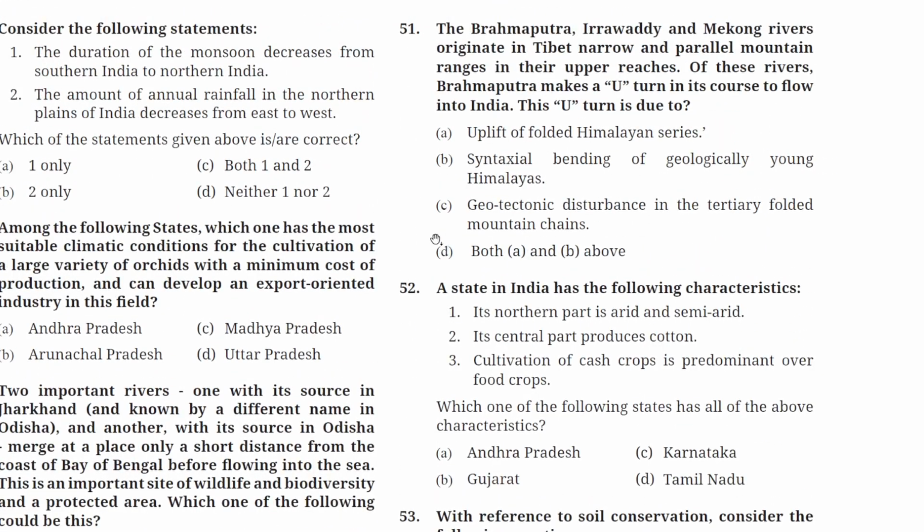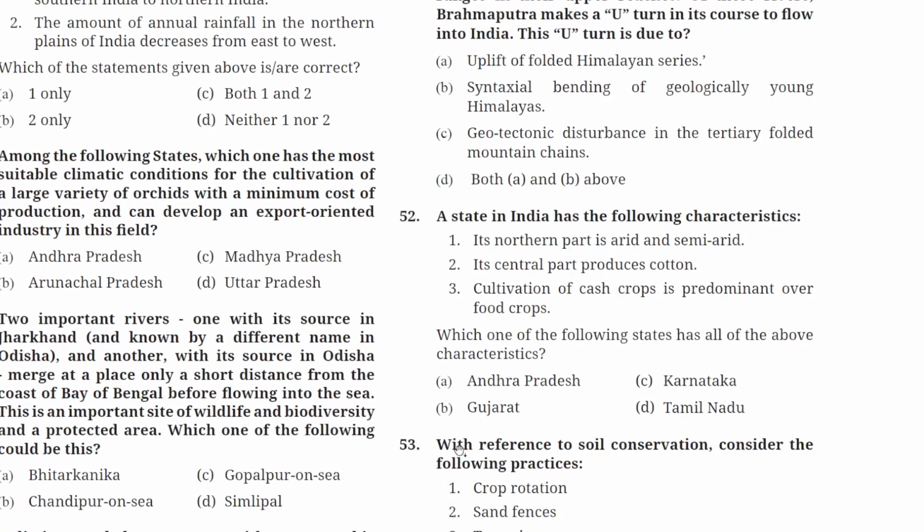Question number 51. The Brahmaputra, Irrawaddy, and Mekong rivers originate in Tibet, flowing through narrow and parallel mountain ranges in their upper reaches. Of these rivers, Brahmaputra makes a U-turn in its course to flow into India. This U-turn is due to the syntaxial bending of the geologically young Himalayas. So 51 answer is B.